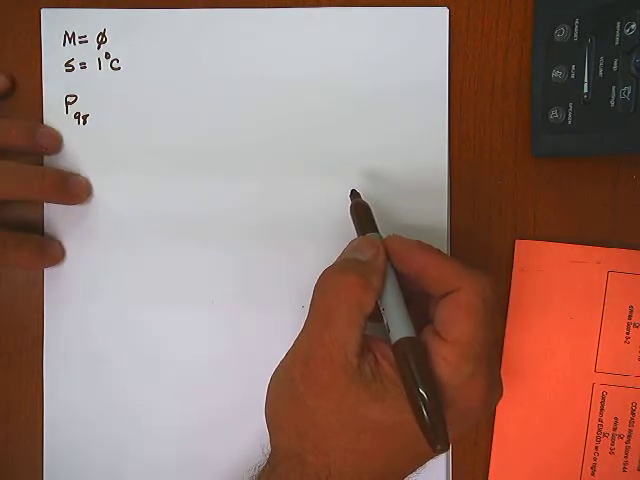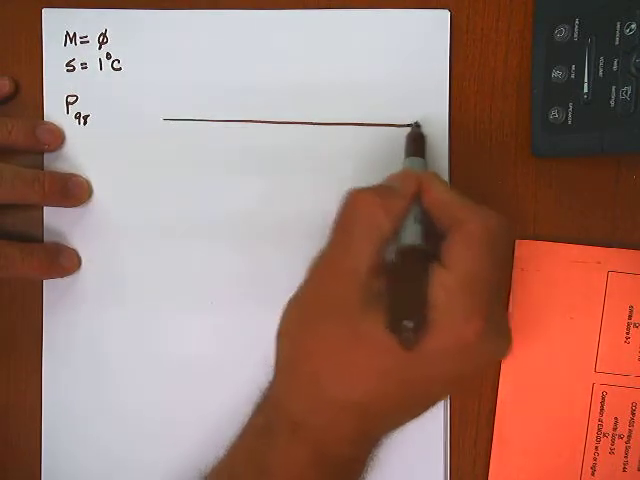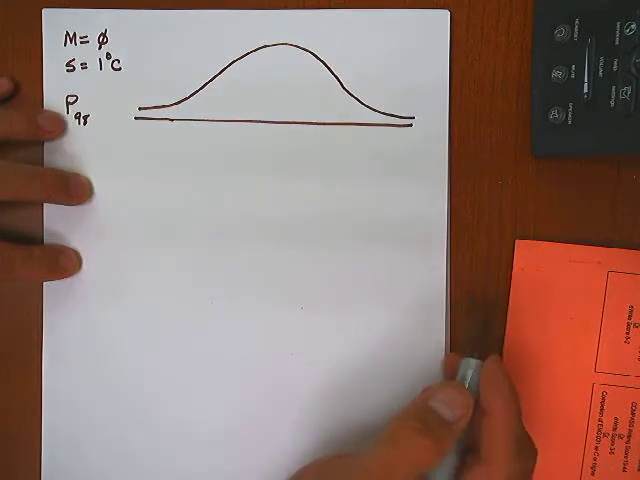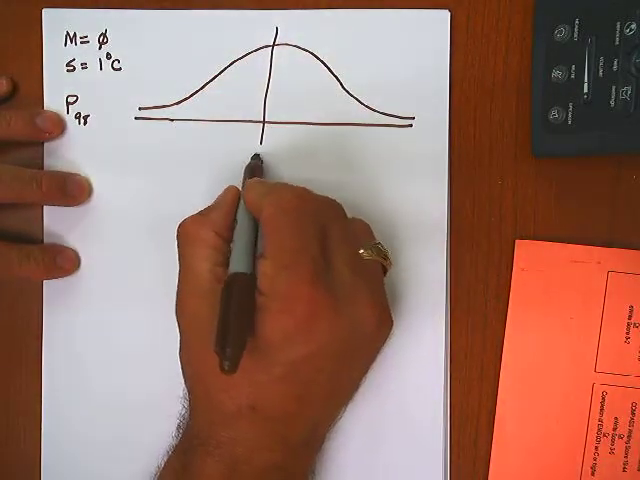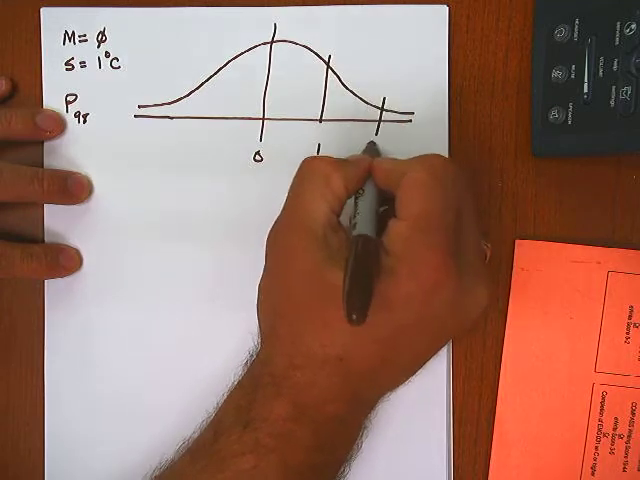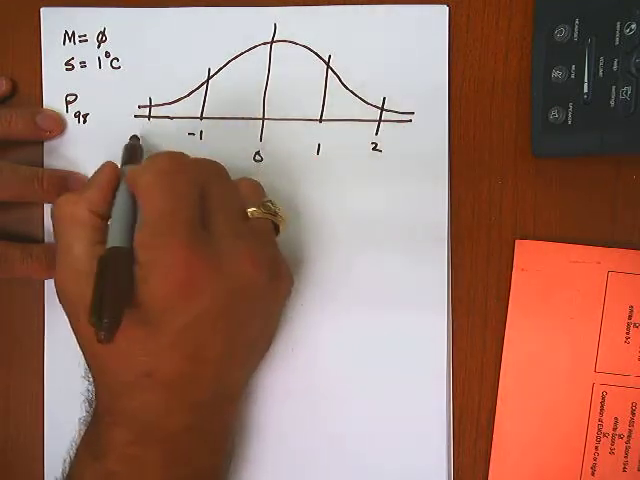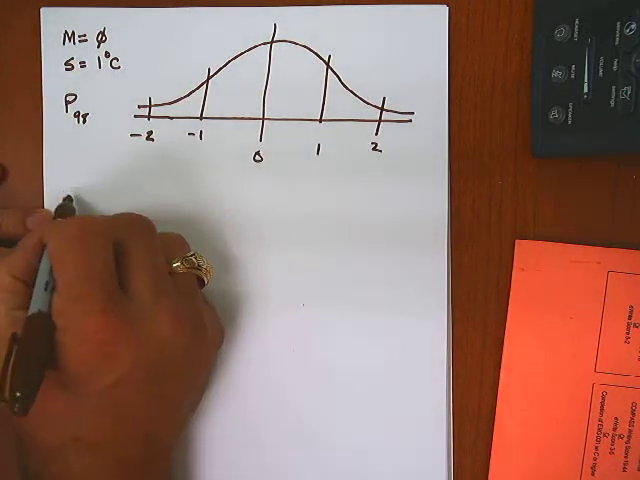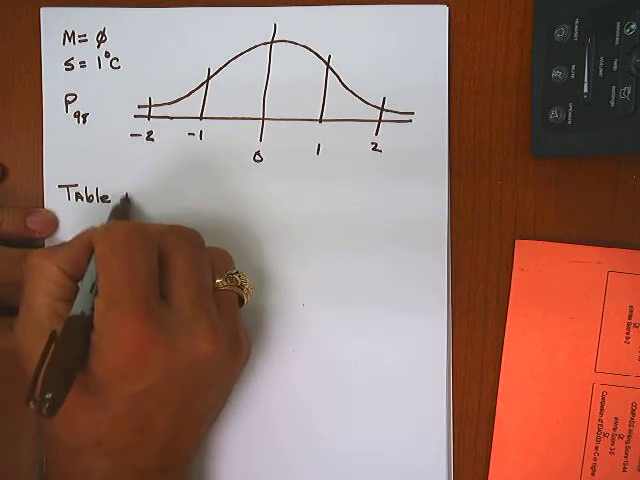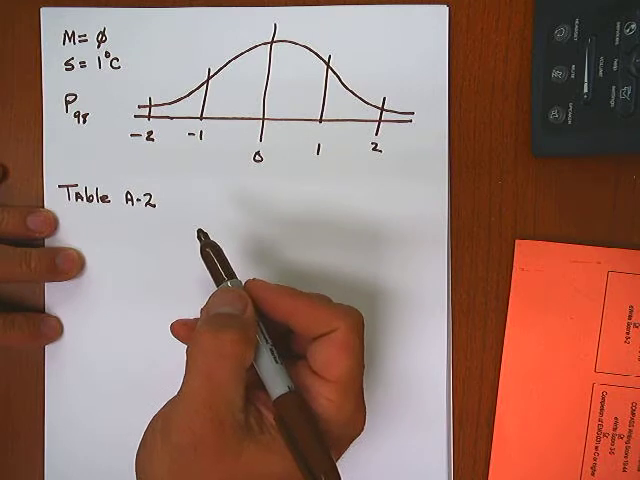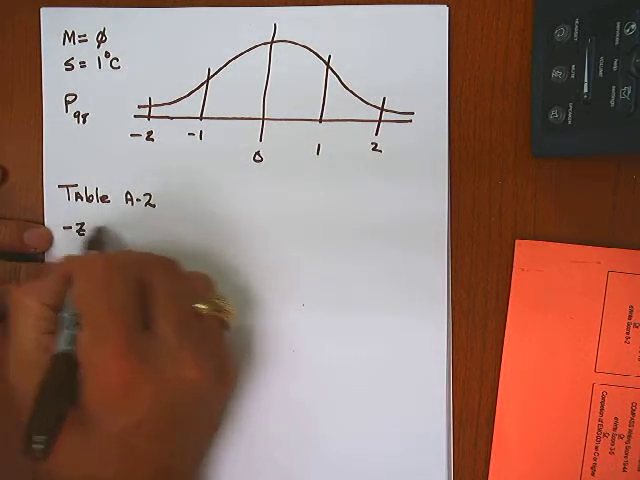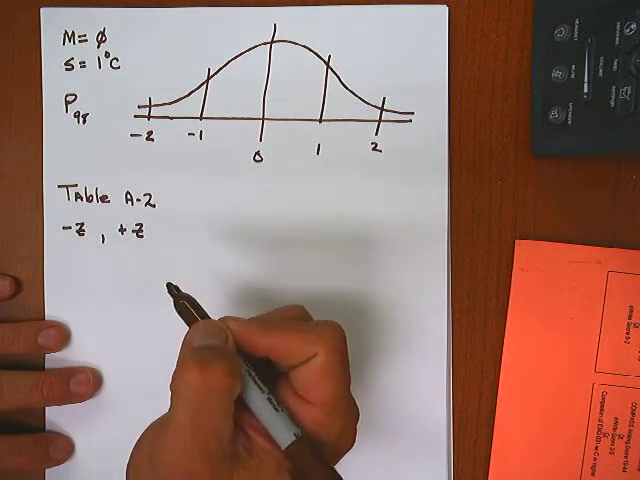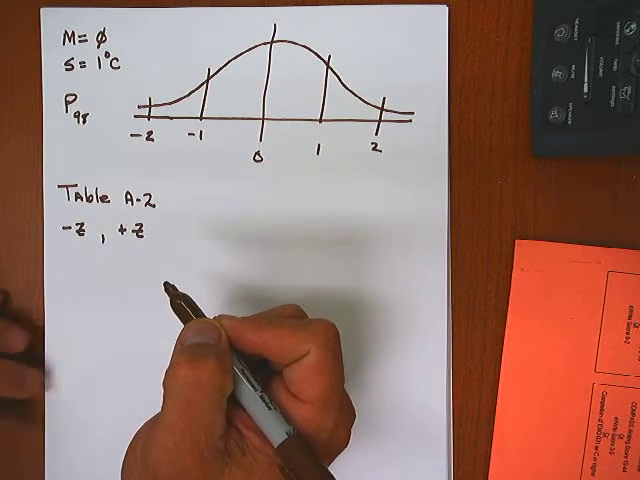Well, in all of these questions, it's important to draw a picture. Of course, some of us are not artists like myself, but we'll do the best that we can. The mean is always in the middle, so that's 0, 1, 2, -1, -2. Now remember that in your table, table A2, which you need to find if you haven't been to class or you don't know, table A2 is a negative z-score and a positive z-score table, and we will use this to find the 98th percentile.